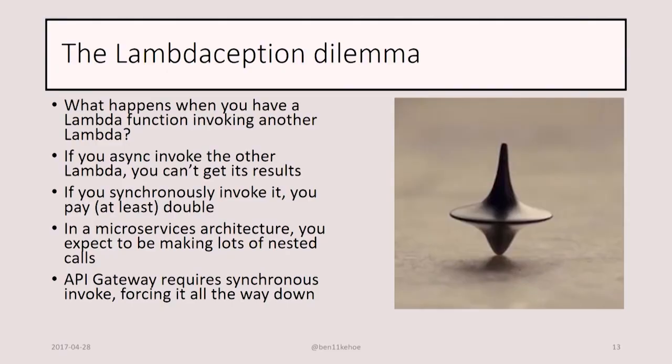And so this is, right, Lambdaception, when you have Lambdas calling Lambdas. And if you're async invoking, well, that works great because you aren't double paying, but you also can't get the results back. But if you're synchronously invoking it, you pay at least double. And as I said, in the microservice architecture, you're expecting to be making lots of nested calls.